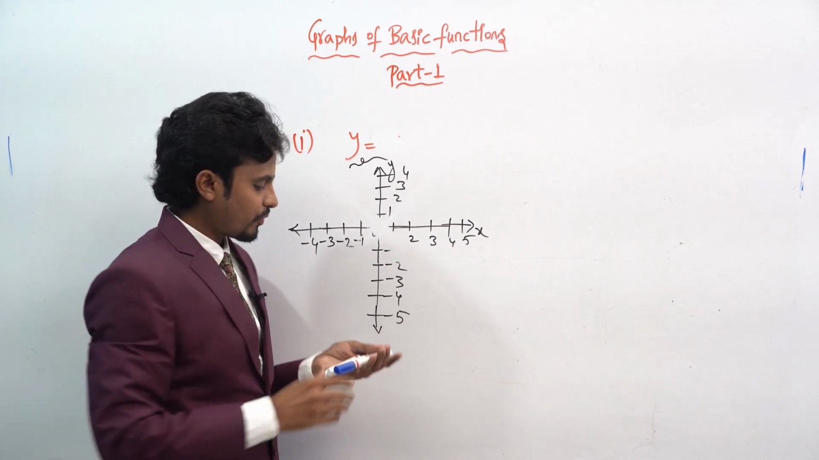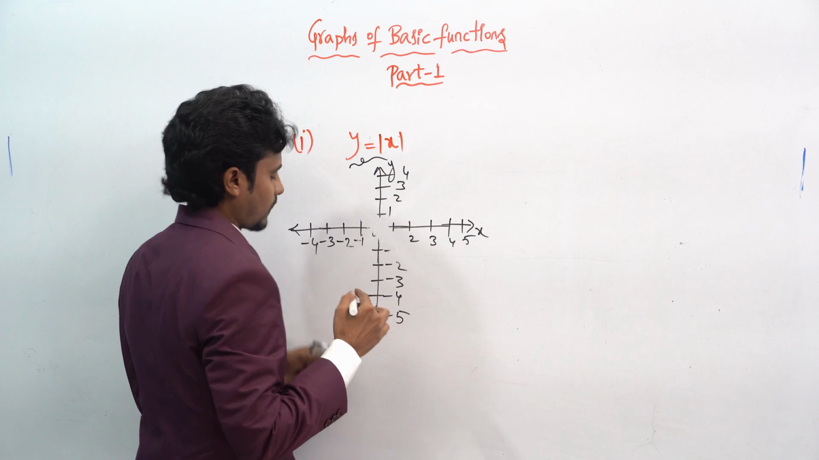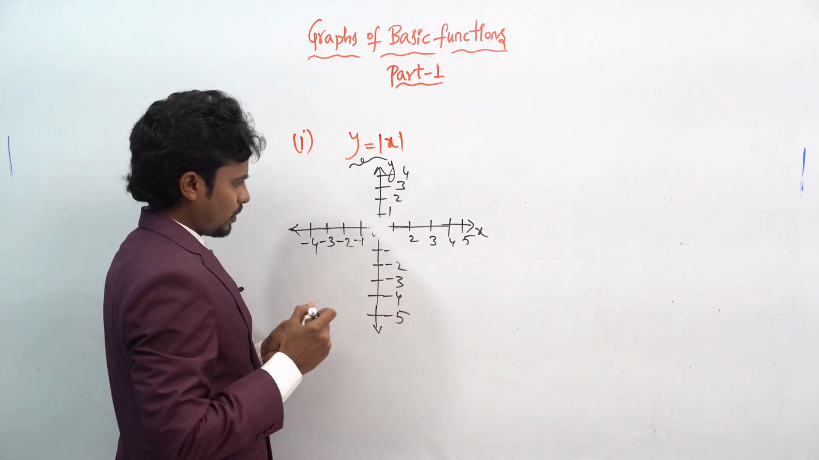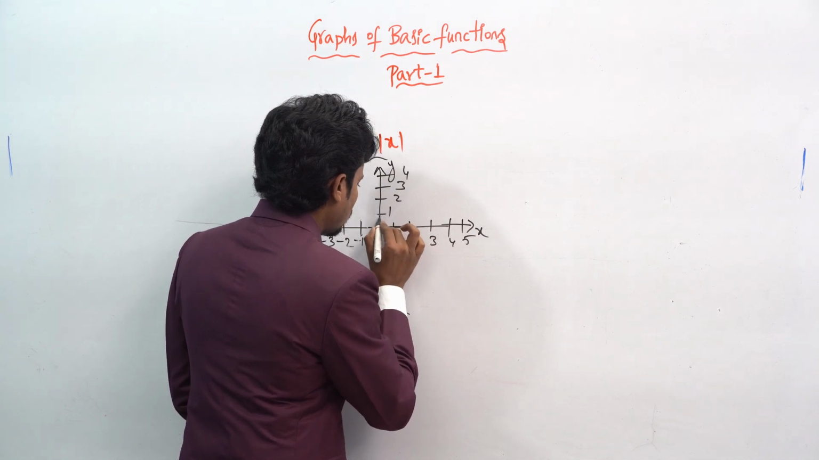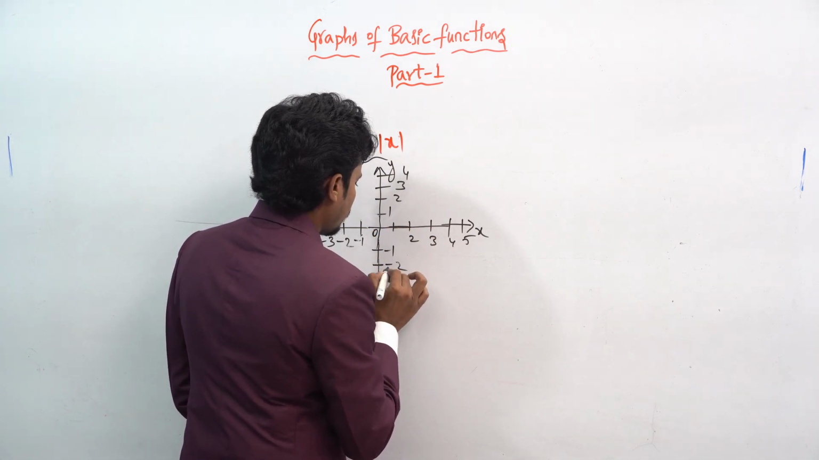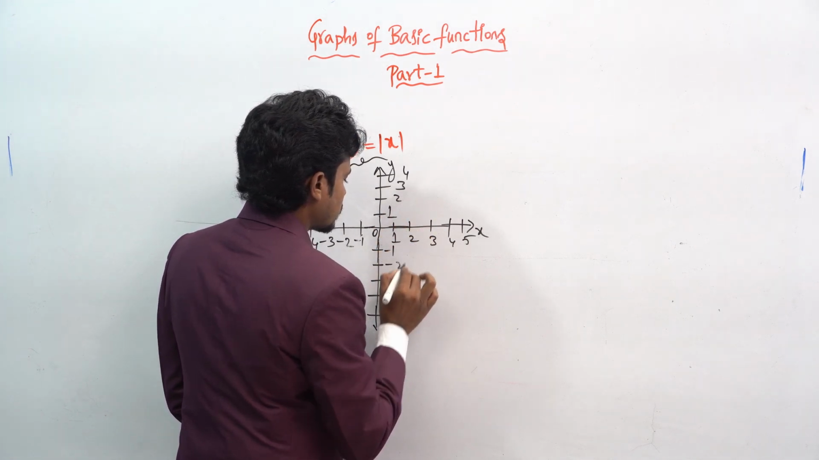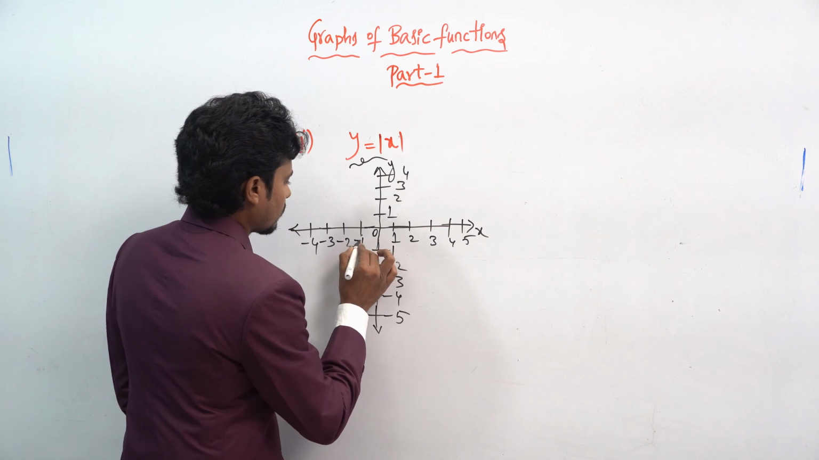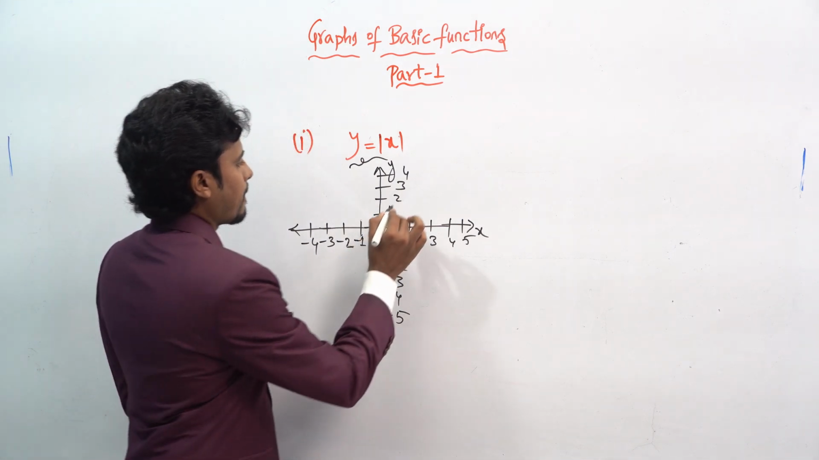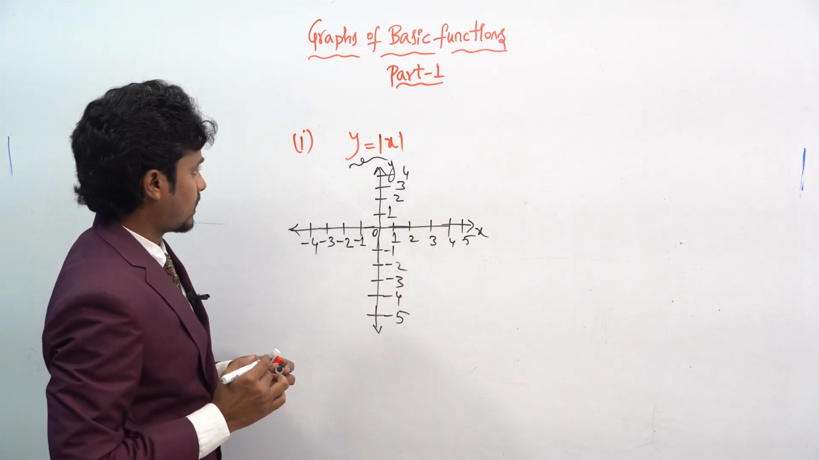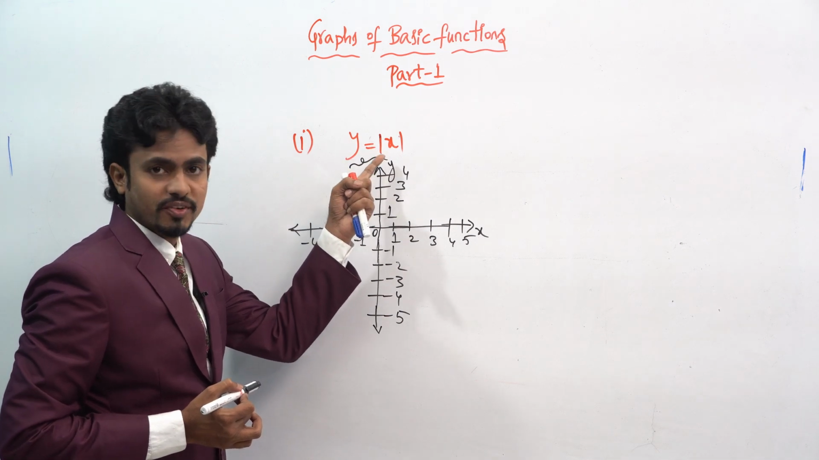So what we have to do now is y is equal to modulus of x. Here you can see this will be 0, this will be minus 1, this will be plus 1, here this will be plus 1. Okay, next, our target will be to draw the y is equal to modulus of x plot.